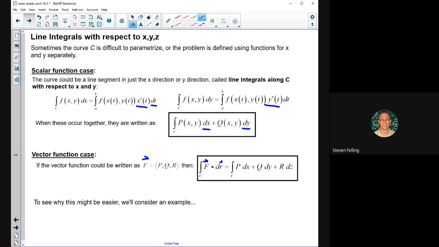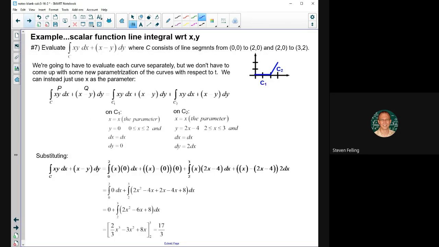Okay, so let's look at a specific example. This is from problem number 7 in the textbook. Find the integral of xy dx plus x minus y dy, where C consists of line segments from 0 to 2, and then 2, 0 to 3, 2. So this is a two-dimensional domain problem. This is the curve, and the curve consists of two line segments.